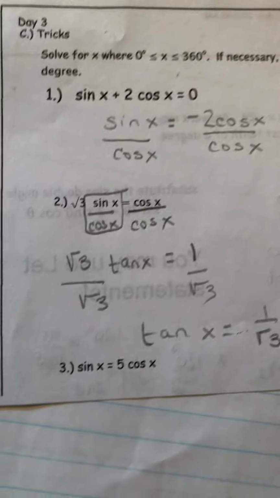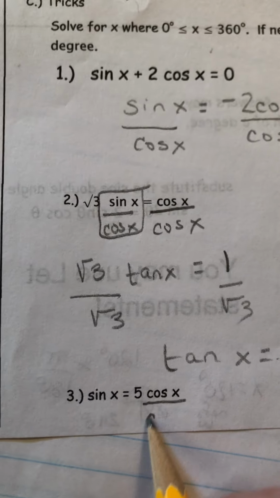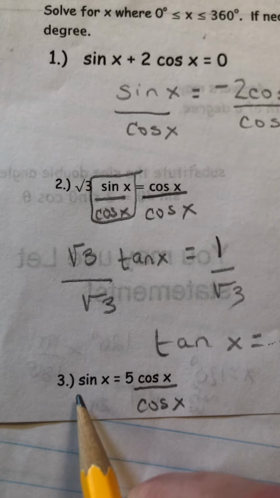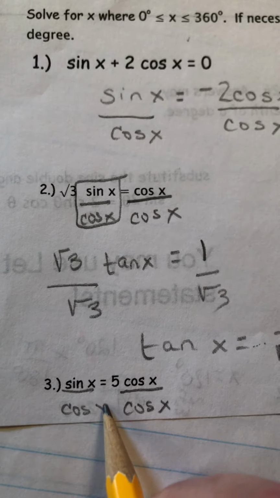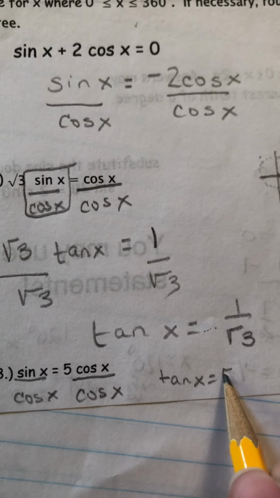Last example here. So we're going to divide both sides by cosine of x. So we get here the tangent of x is equal to 5. That doesn't look familiar to me.